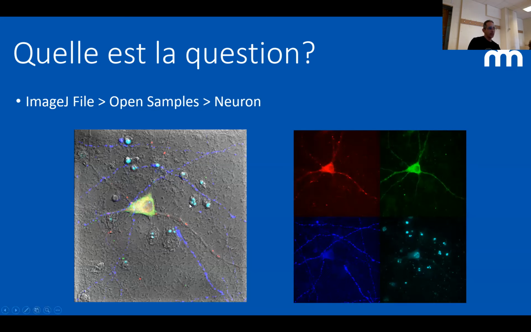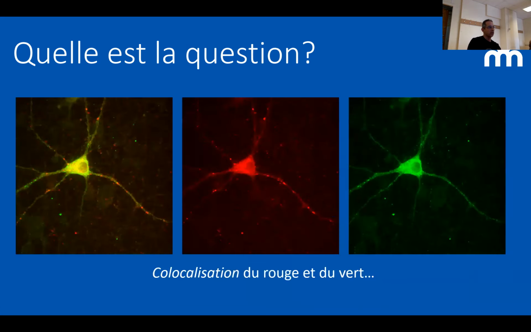you have this sample, which is a neuron. You can see that there are 4 different labels on this neuron: one red, green, blue, and cyan. And the question is, what do you want to see? Do you want to see if the green is overlapping with the red? Do you want to see each pair of colocalization? Do you want to see a combination of more than 2 colors?